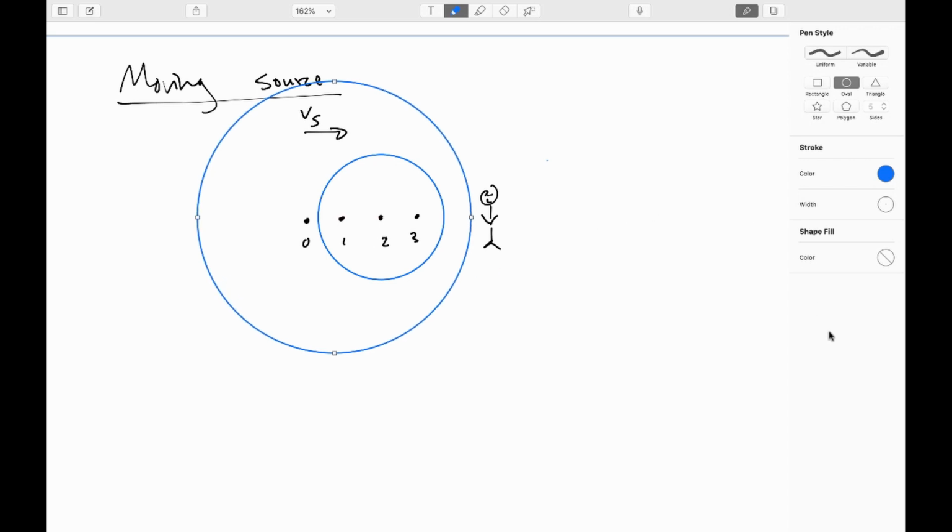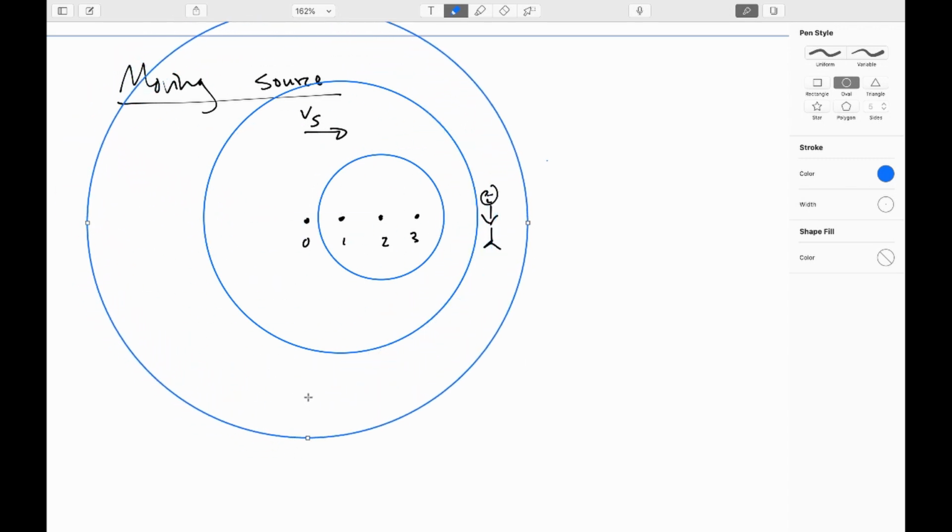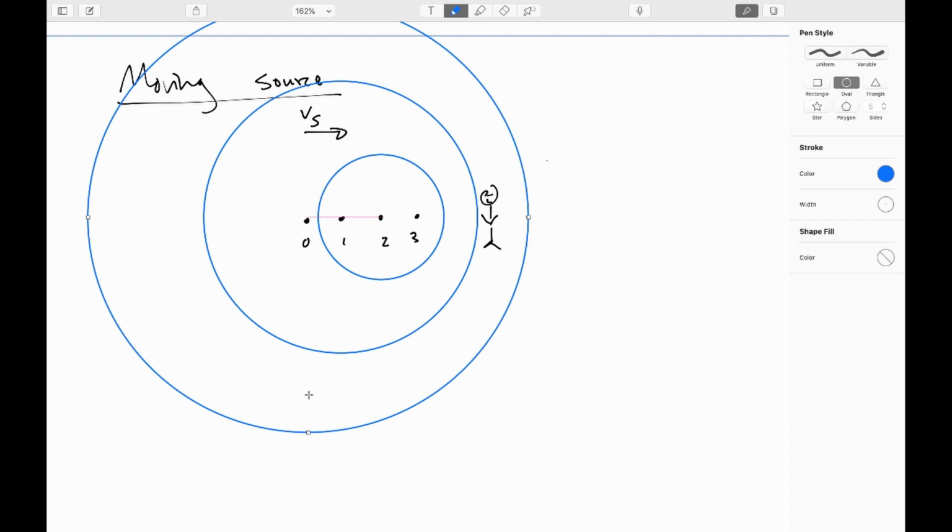There. Hey, stop it. There. So that's going to look something like that, and all these distances should be about the same, but my artwork sucks. Anyway, the upshot is that if the source is moving toward you, the wavelength that you hear will be shorter than the wavelength of the sound that was actually emitted.